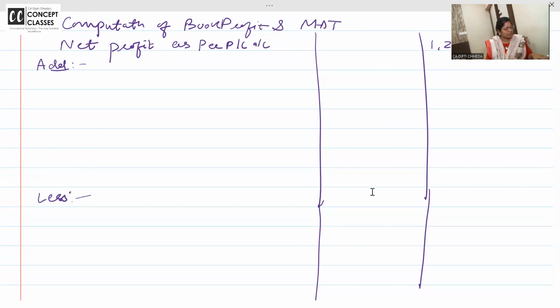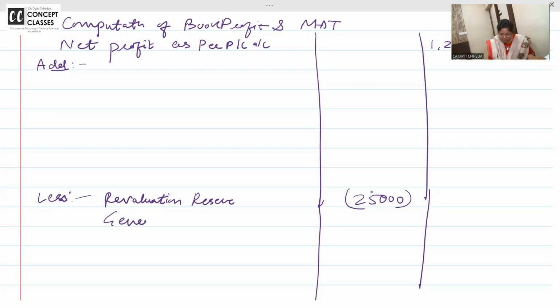So in the less side, we should deduct what? Revaluation reserve. But ma'am, you said revaluation reserve you should deduct till the depreciation on revaluation reserve, which is missing. They have not given. No, they have given depreciation on revaluation reserve is 50, but revaluation reserve is only 25. So pura deduct hoga. Revaluation reserve deduct up to depreciation on revaluation reserve, so whole 25 will be deducted. Transfer from the general reserve, you have credited in the P&L account, but it's not your income. So remove.